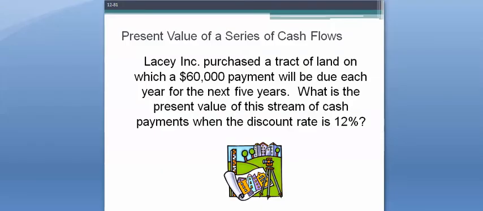Let's now consider finding the present value of a series of cash flows. In this problem, Lacey Inc. has purchased a tract of land on which a $60,000 payment will be due each year for the next 5 years. What is the present value of the stream of payments when the discount rate is 12%? So again, we have a payment of $60,000 a year for 5 years. So we have an annuity, a 5-year annuity at 12% interest. Let's go ahead and find the present value of these payments.